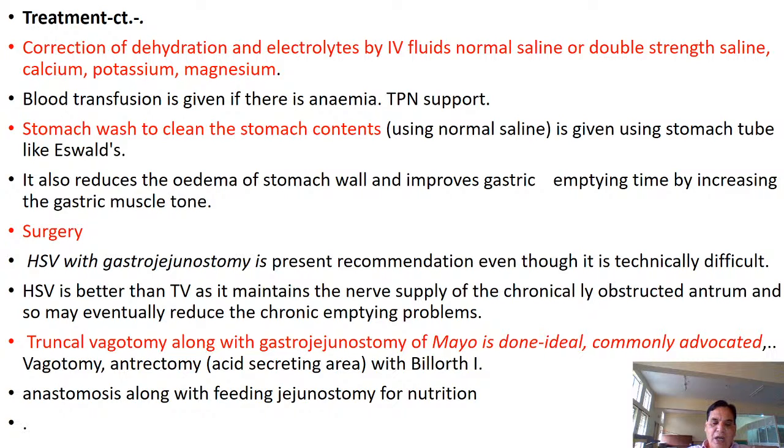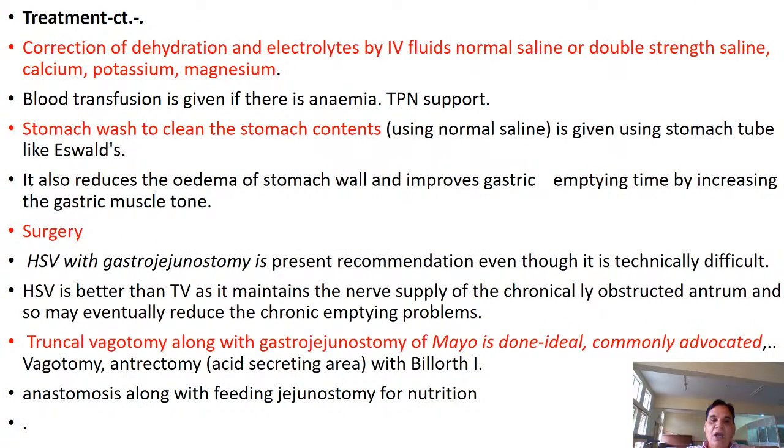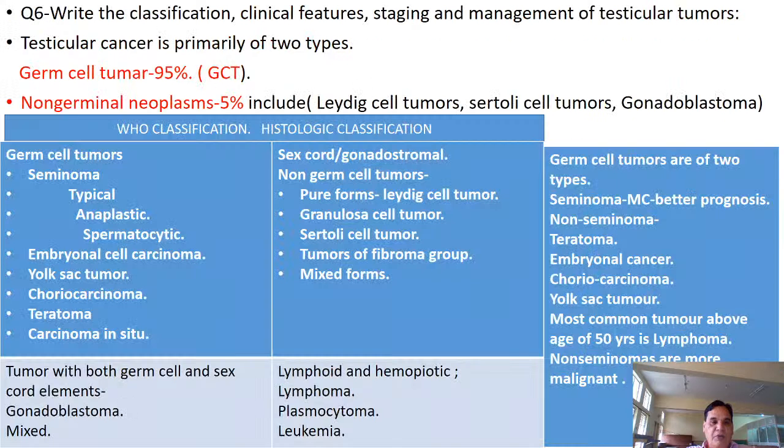Commonly done is truncal vagotomy, that means total vagotomy with GJ. It is ideal and commonly advocated. And this is the surgical management. It is always Billroth 1 if the patient is late. So we have considered the different parts of gastric outlet obstruction: clinical features, causes, differential diagnosis, and management, medical management and surgical management. This brings to the end of gastric outlet obstruction.